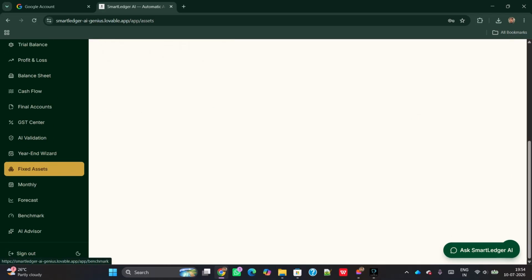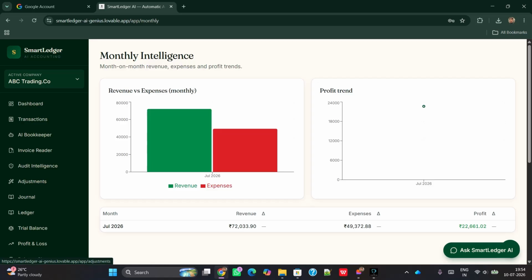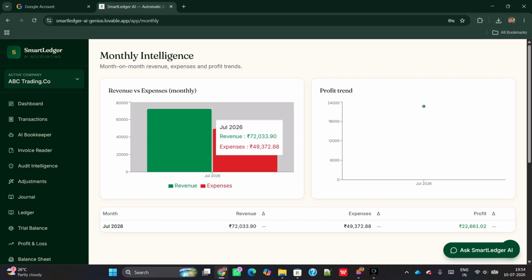Coming to the next feature, that is monthly. Monthly is the feature which provides the monthly expense and the revenue of the business. It also provides the profit trend in a graphical format as well as the revenue and the expense in the graphical format, which helps the business to understand the profit and the expense of the business easily.